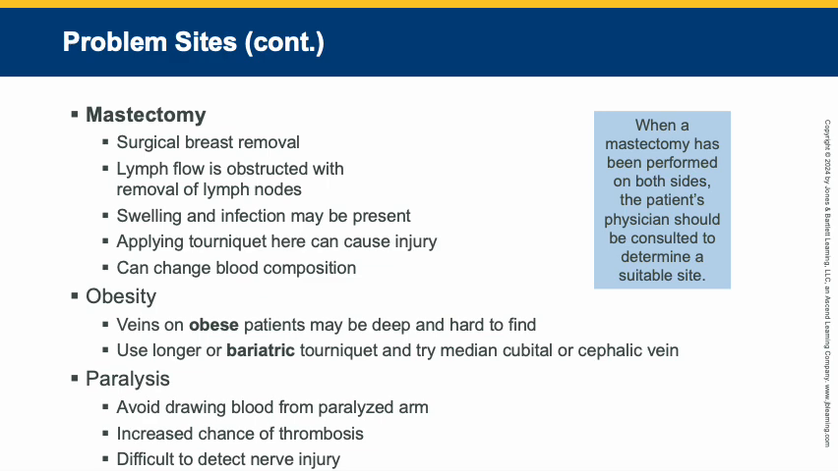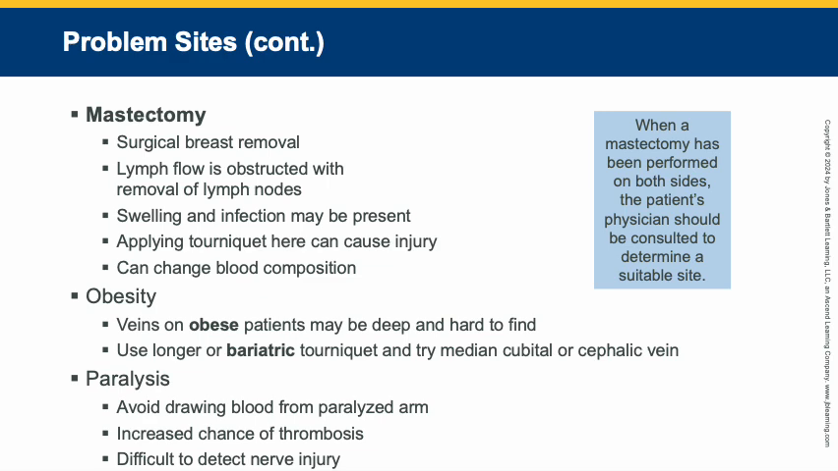Lymphedema can cause range of motion limitations and pain, weakness, and stiffness in the extremity. It's also been suggested that the effects of lymphostasis could change blood composition and also lead to inaccurate test results. So when a patient has a mastectomy, you choose the other arm.